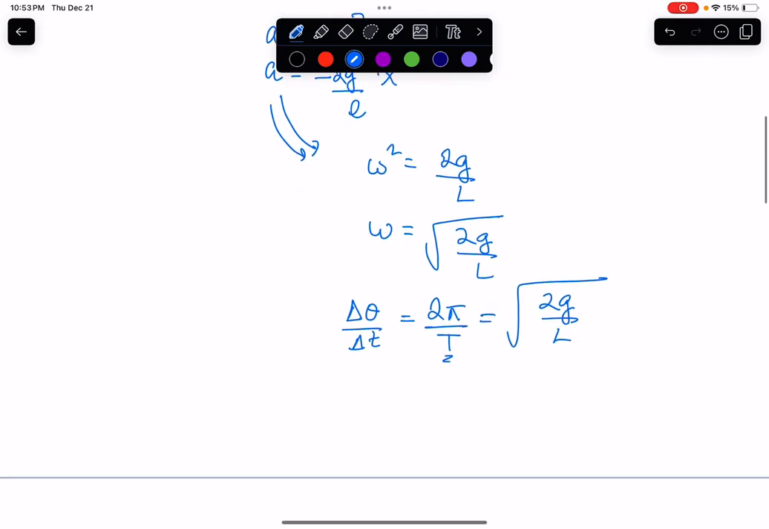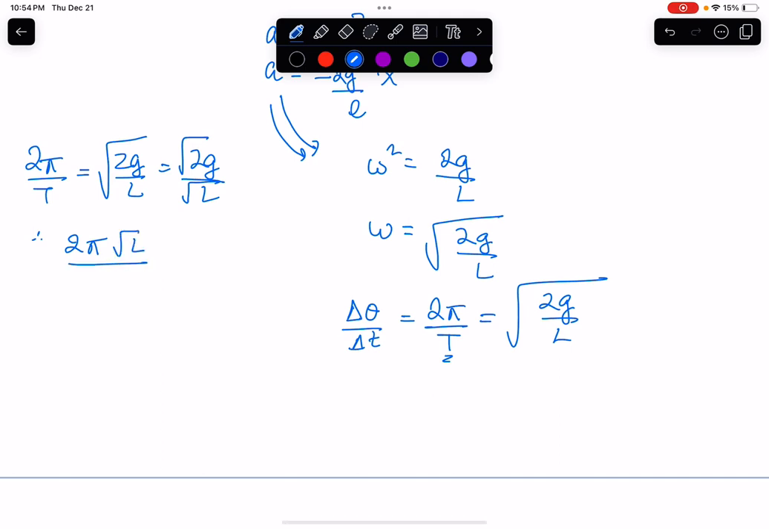So we have to find time t. If we solve this equation, we get that 2 pi by t is equal to square root of 2g by L, which is the square root of 2g by the square root of L. So therefore 2 pi, this is square root of 2g by square root of L. So this is 2 pi root L by the square root of 2g multiplied by t is equal to 1.